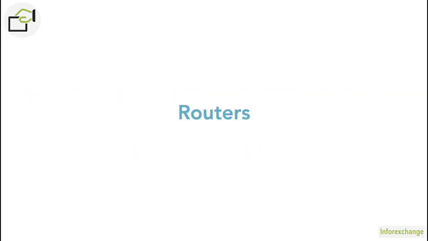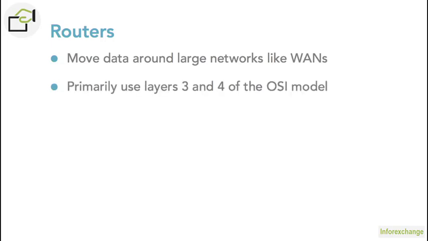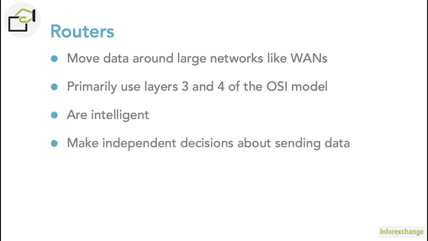The next networking device I'd like to talk about is routers. Routers are used to move data around large networks such as WANs. Primarily, a router is going to work on layer 3 and layer 4 of the OSI model, though some routers can actually use higher layers as well. Routers are also intelligent devices. Routers have to be intelligent because they need to be able to make independent decisions about sending data around the network. When making decisions about sending data around a network, there are a number of criteria that routers can use to do this. One such criteria is hops.